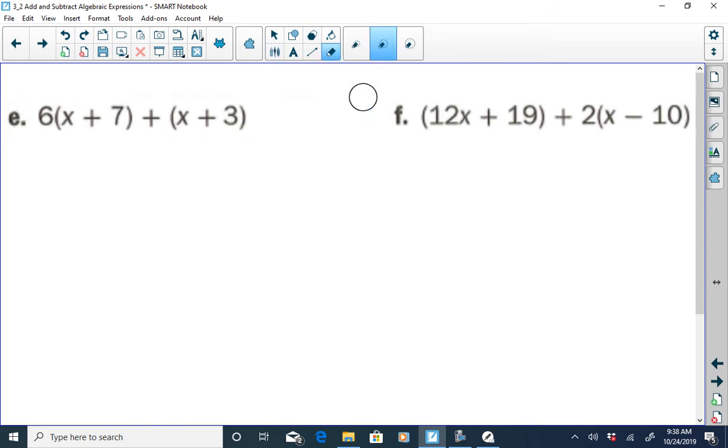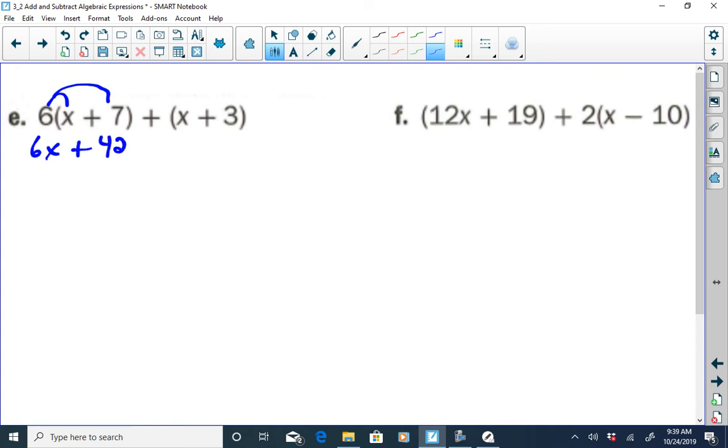Step number 1, when you have the distributive property, is to do the multiplication step. So we have to multiply 6 times x and 6 times 7. So I do that. 6 times x is 6x. 6 times 7 is 42. I have no distributive property here, so I just remove the parentheses. x plus 3. And then once we do that step, we go back to the same process we were doing for the other two examples. Identify your like terms.